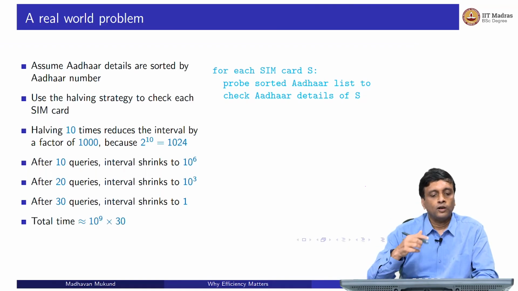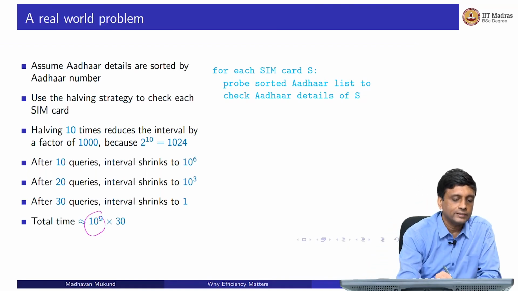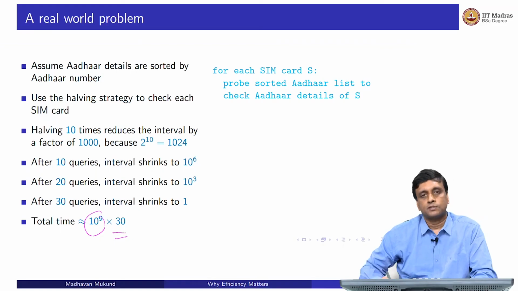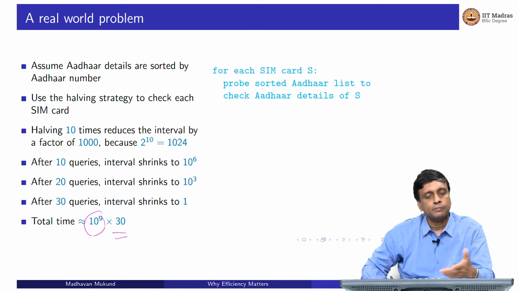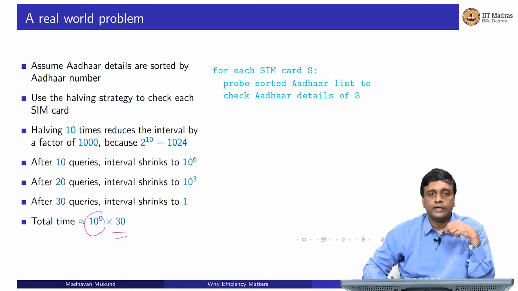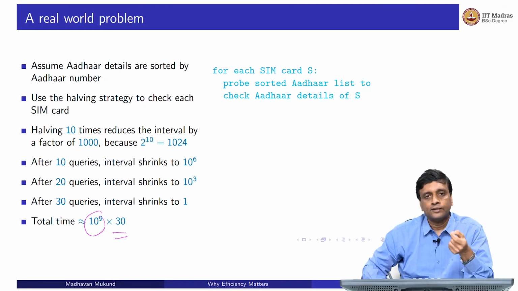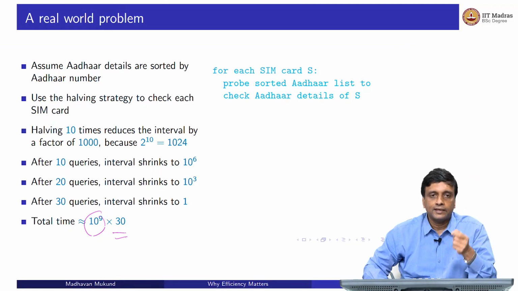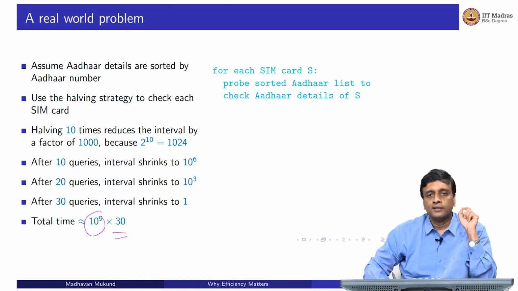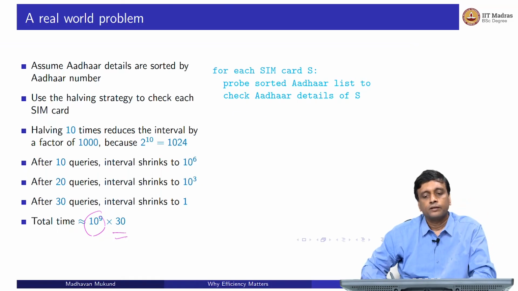So overall there are 10 to the 9 SIM cards, and for each of them I might spend 30 steps looking for the thing, and then let's assume that you do some basic operation. So this is my estimated work. Earlier, for each SIM card I had to scan through 10 to the 9, so it was 10 to the 9 times 10 to the 9. I have converted that second 10 to the 9 work, instead of scanning through the entire list, by probing this sorted Aadhaar list, I brought it down to 30, right.